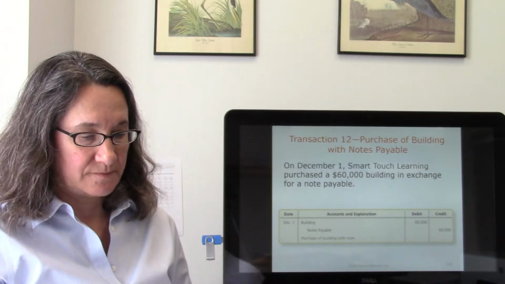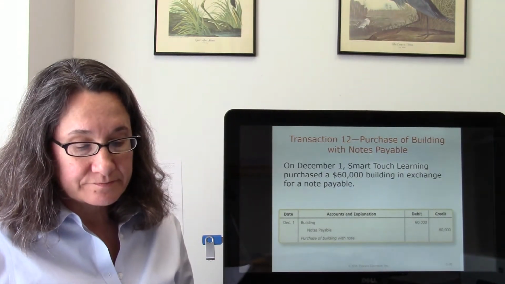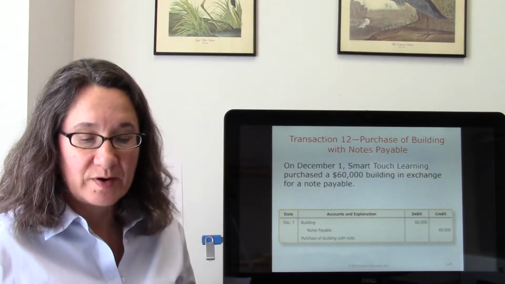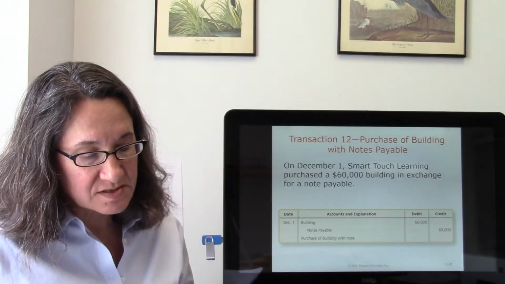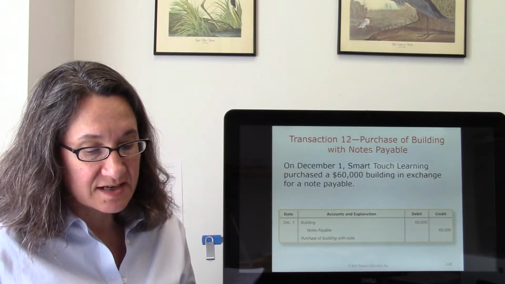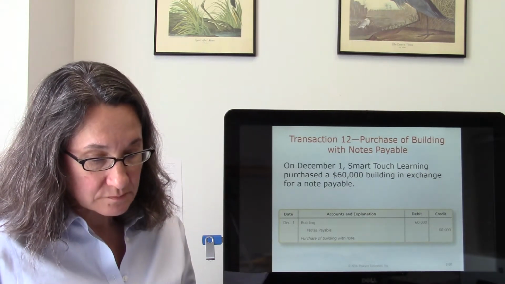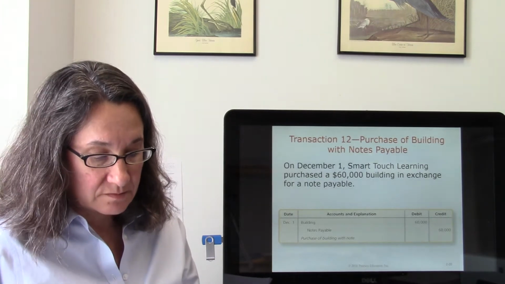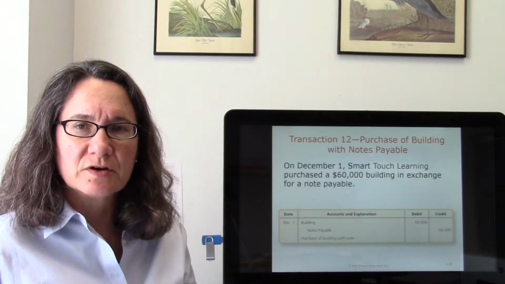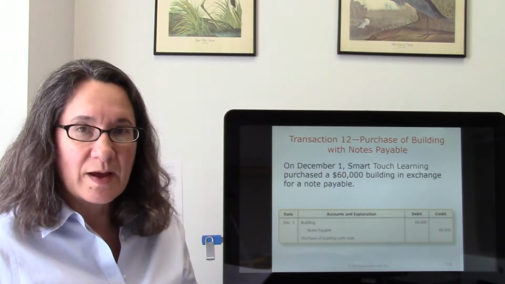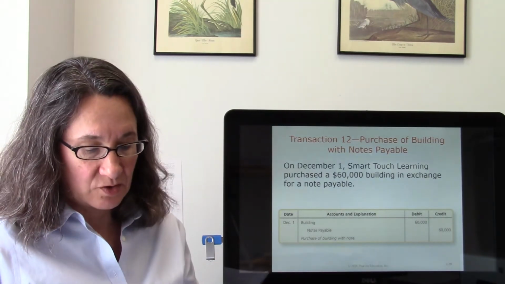And another transaction. Transaction 12, we buy a building and we use a note payable. So we don't actually pay out cash, we sign a note to the bank. On December 1st, TuTh Learning purchased a $60,000 building in exchange for a note payable. So the two accounts involved are building and notes payable. So buildings are assets, right? That's pretty obvious. A building will have future value for the company, and a note payable is a liability, right? Because you owe somebody now, I guess the bank or whoever you borrowed from.